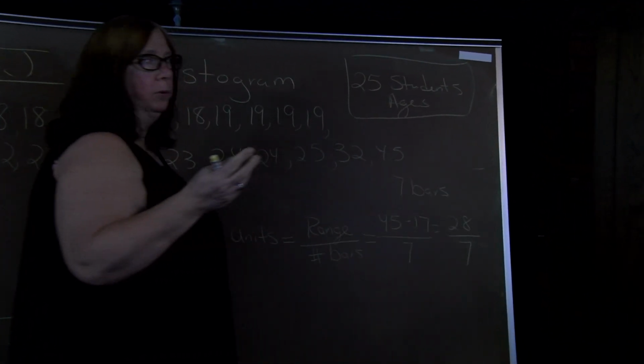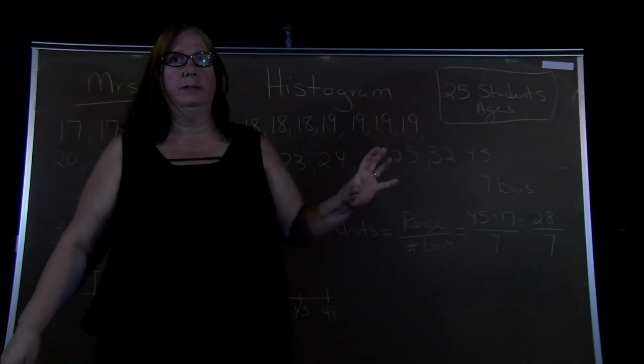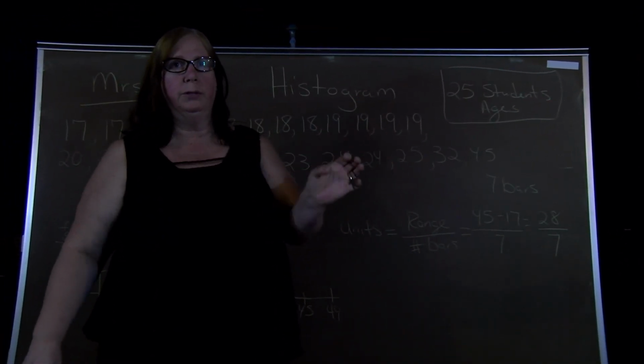Now there could be a little bit more, a little bit less. But it's going to be around 7 bars because you don't want 1 or 2 bars in your histogram, or 3.